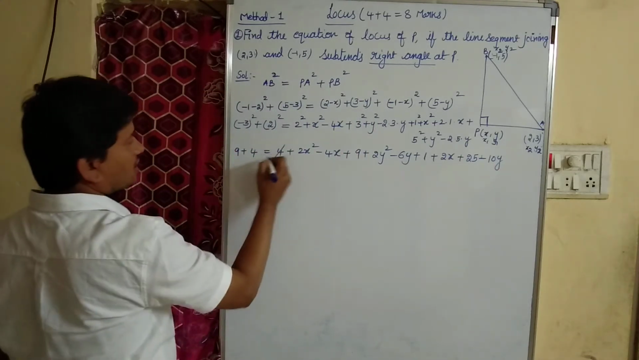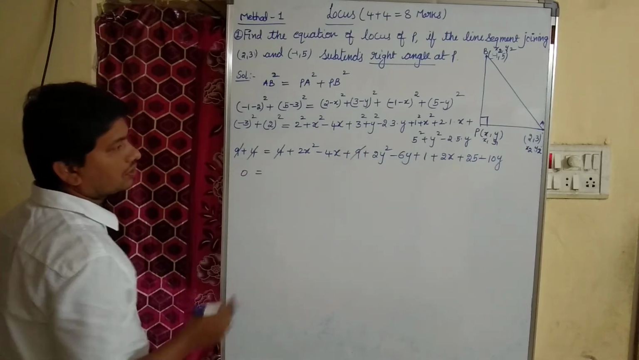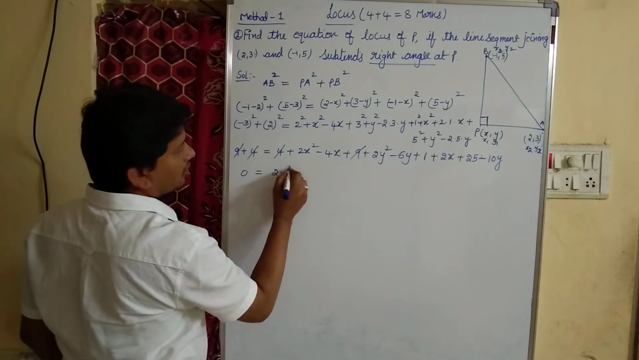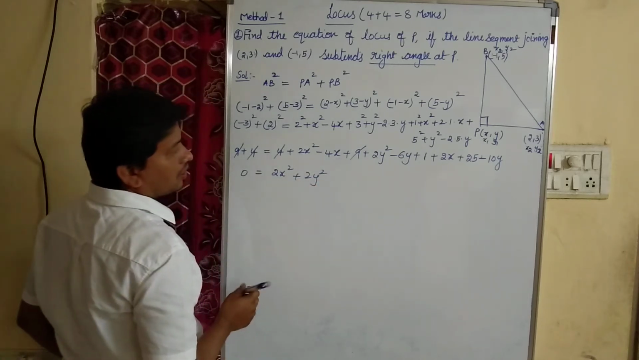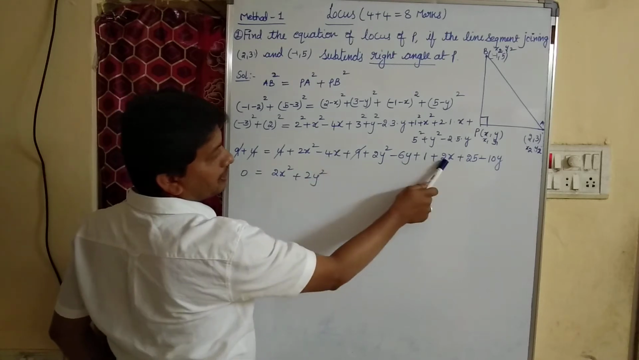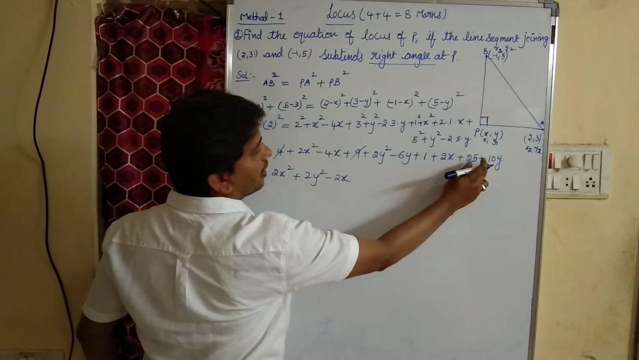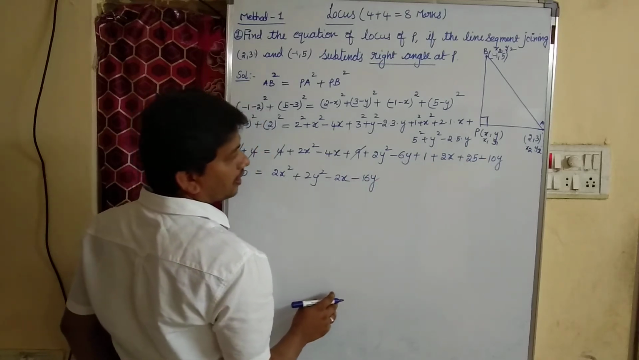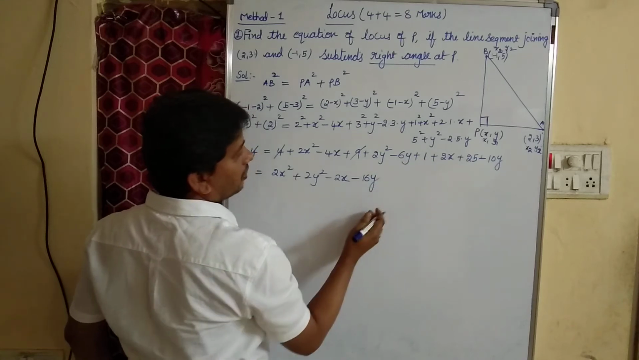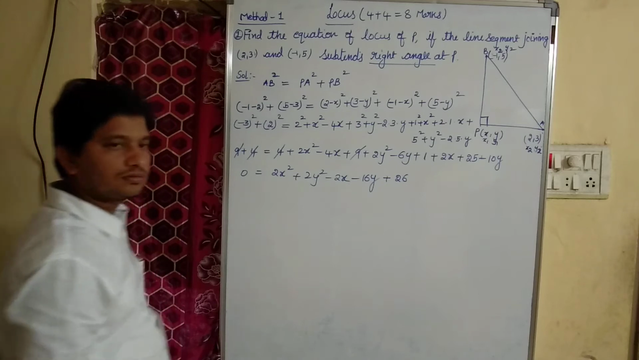Right? So let us cancel 4, 4, 9, 9. So we don't have a right hand side, 0. First 2x square and then 2y square. Now let us see the x terms: minus 4x plus 2x, which will become minus 2x; minus 6y minus 10y, which is minus 16y; and then we have 1 and 25. 1 plus 25 is equal to 26.